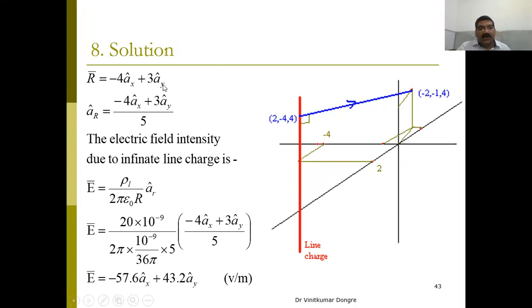So this is your vector R. And what will be the magnitude of this vector? That is the square root of 4 squared plus 3 squared. So 16 plus 9 is 25, and the square root of 25 is 5. So this is the unit vector, which you require.